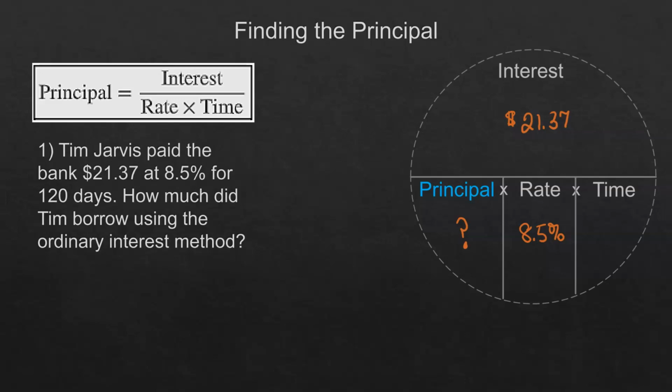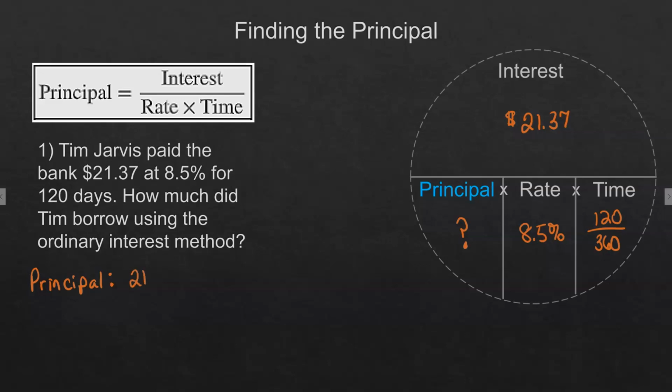And the time's 120 days out of 360 days. Now, it doesn't really matter if you realize, oh, I could simplify this fraction. It's not even necessary. You can just plug it all in just like it is. And we are going to find the principal for this problem.